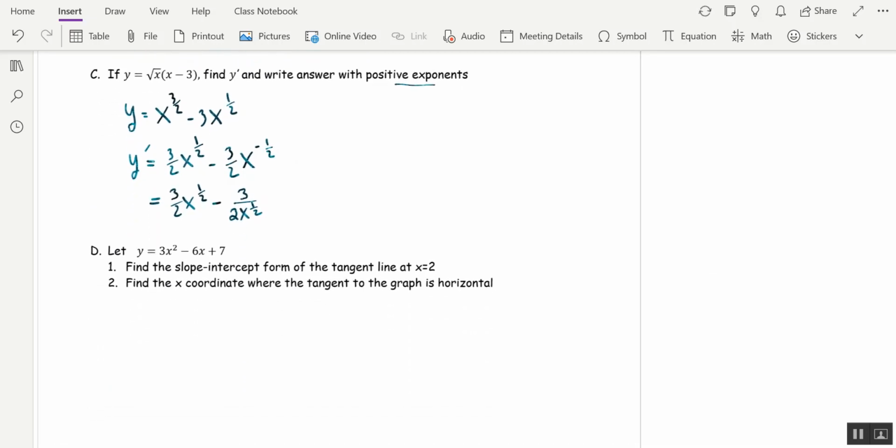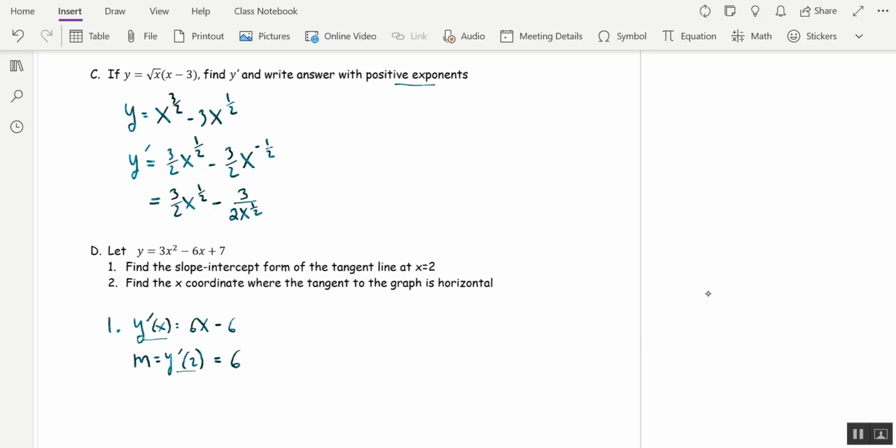Okay, last one before we do the product rule. Y is a polynomial. Find the slope-intercept form of the tangent line at x equals 2. So the first thing we need is the slope. Then we need a point on the graph. So y prime is the slope of the tangent. Y prime of x is 6x minus 6. So the slope, m, is y prime at 2. And I want you to use this notation. So y prime of x is a function, y prime of 2 is a number. Put 2 in for x, and we get 6.